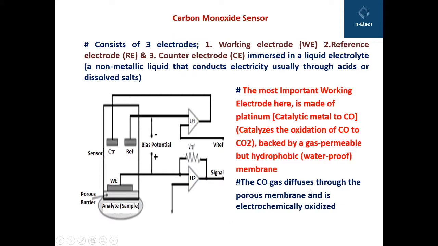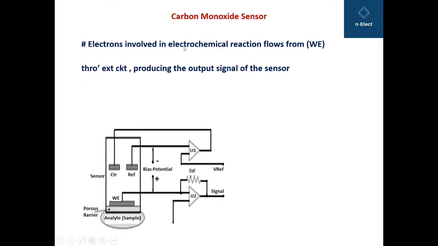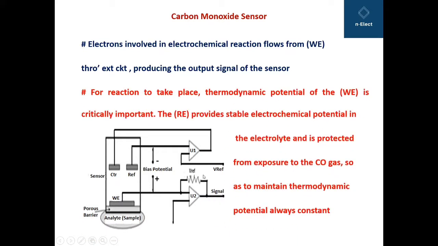The CO gas diffuses through the porous membrane from here and is electrochemically oxidized. Electrons involved in the electrochemical reaction flow from the working electrode through the external circuit, producing the output signal of the sensor. So here the output signal or equivalent output signal is obtained. For the reaction to take place, the thermodynamic potential of the working electrode is critically important.